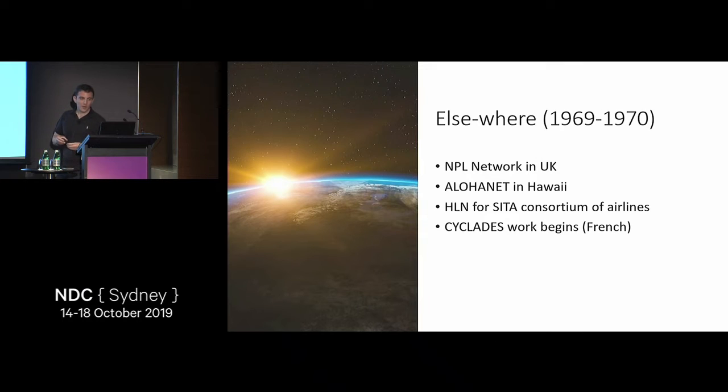What else is going on? Well, there's a number of other networks in development around the world here. We see the introduction of the NPL network in the UK, ALOHAnet in Hawaii, HLN for a consortium of airlines, and also another one called Cyclades, which is going to be quite influential to what will become the internet.